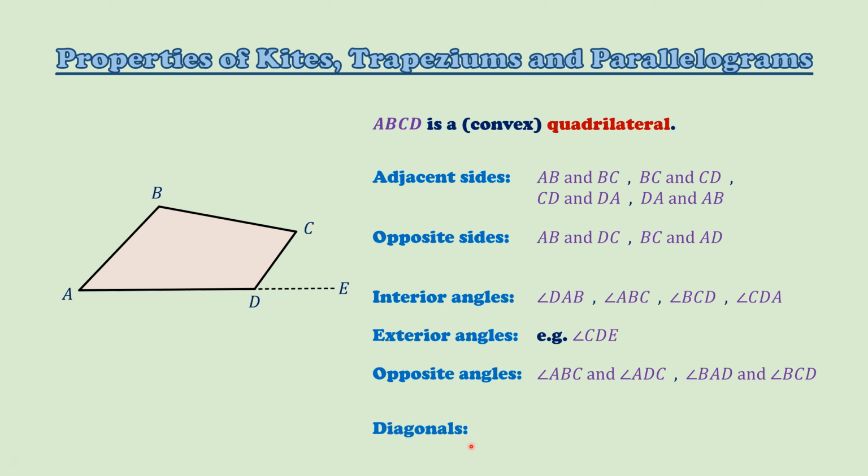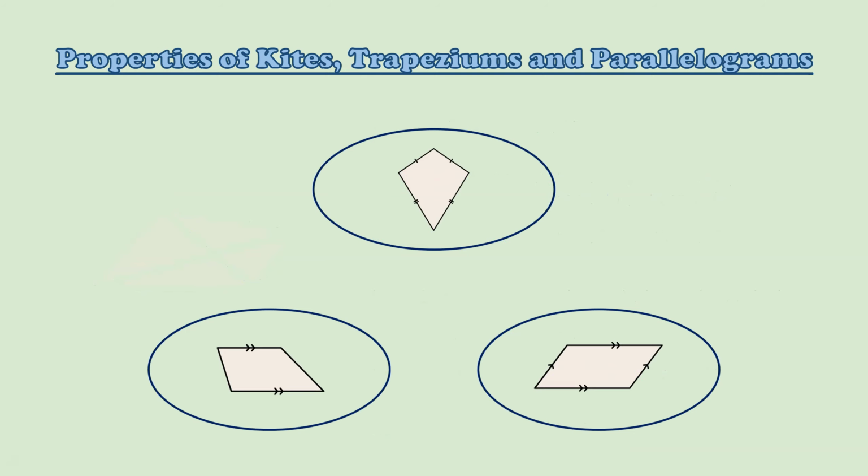And then lastly, we have the concept of diagonals. Diagonals are line segments joining the vertices like this. In a quadrilateral, there are two diagonals. In this example, the diagonals are AC and BD. After knowing these terms, we can now talk about the properties of kites, trapeziums, and parallelograms.